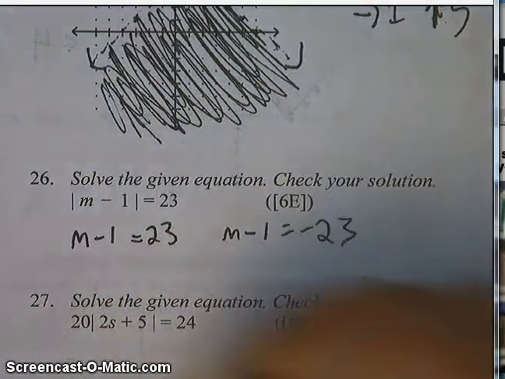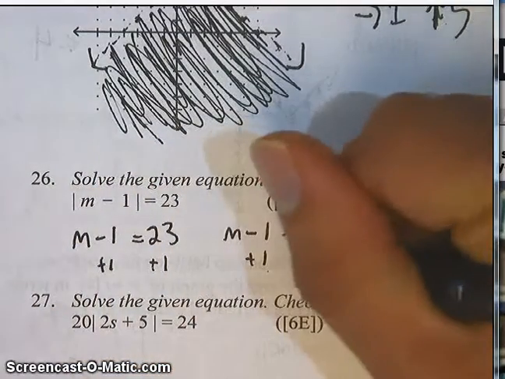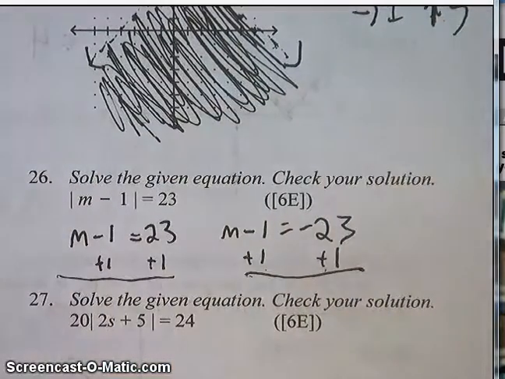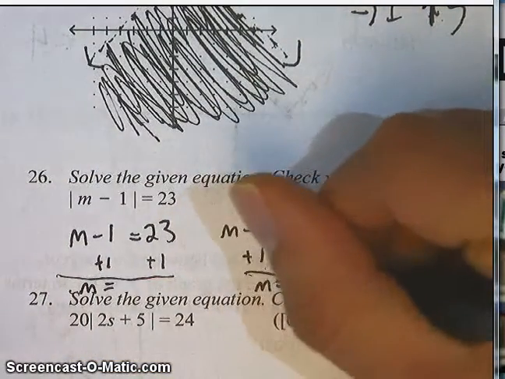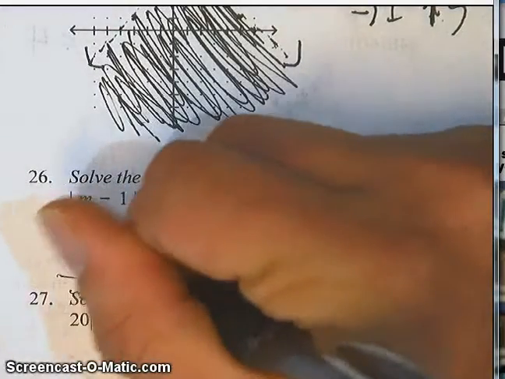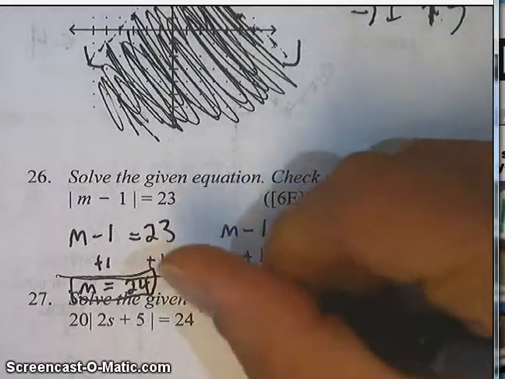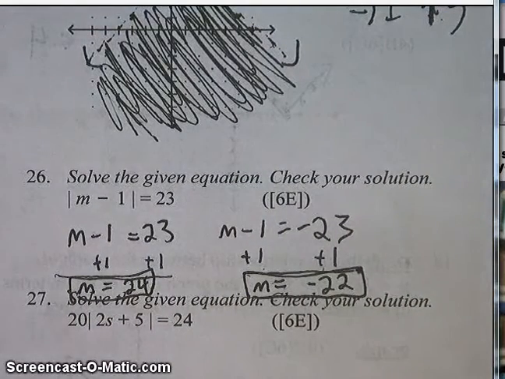And to solve both of these, we just add 1. That gives me, in both cases, m equals something. 23 plus 1 is 24, so m equals 24. Negative 23 plus 1 is negative 22, so m equals negative 22. Those are the two solutions.